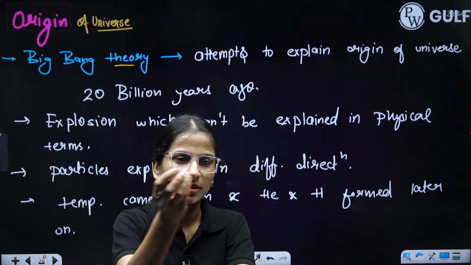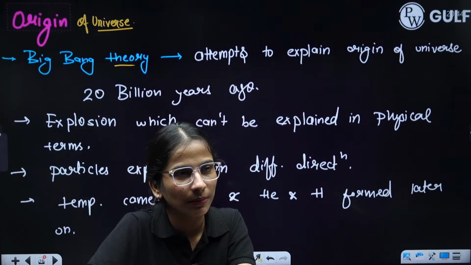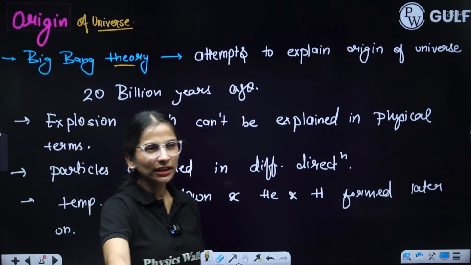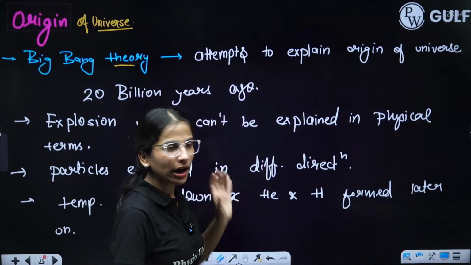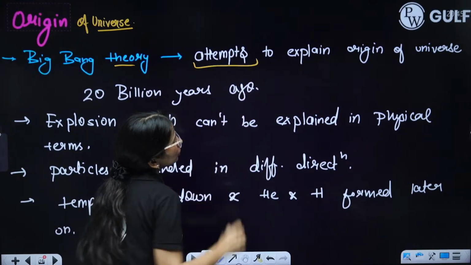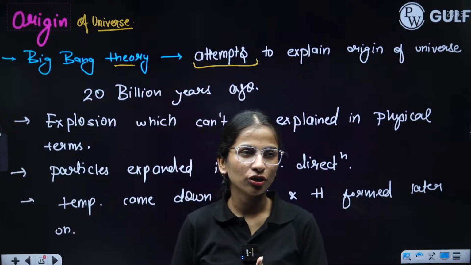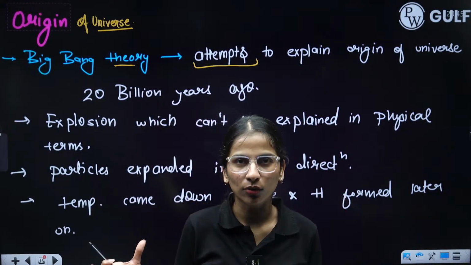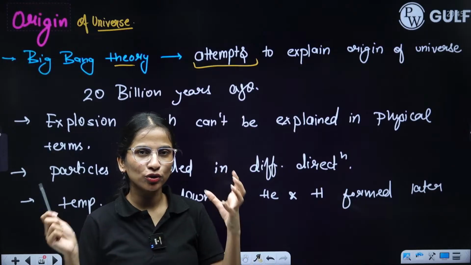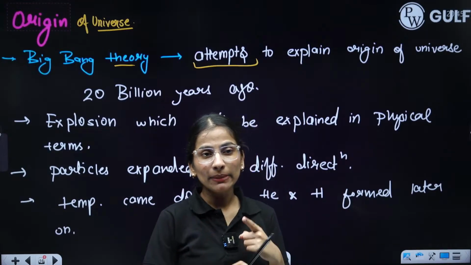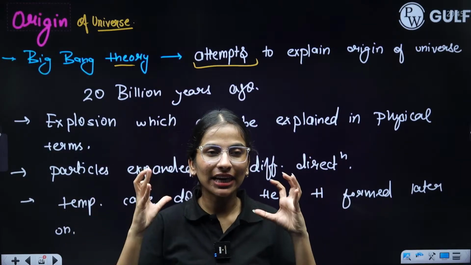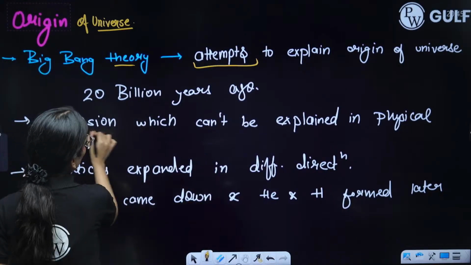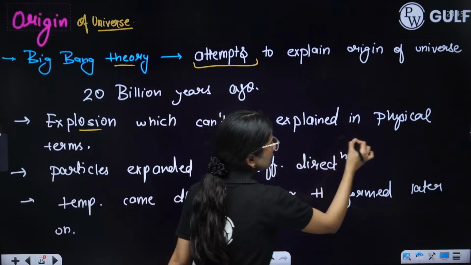Okay. We had just looked at the first introduction paragraph. Okay, great then. So Big Bang Theory, please, every time you should mention attempts or tries to explain the origin of the universe. 20 billion years ago, there was a huge explosion, and that explosion was so huge that it is completely unimaginable. We cannot describe it in physical terms. Okay, an explosion which cannot be explained in physical terms.